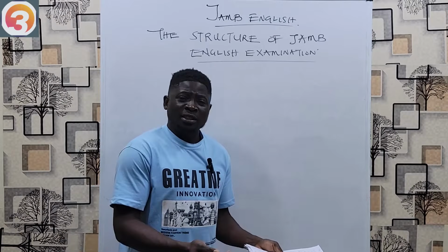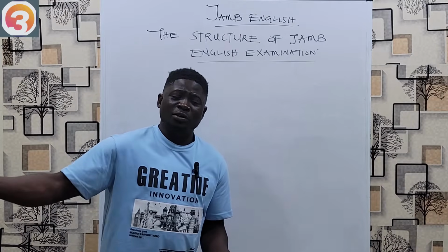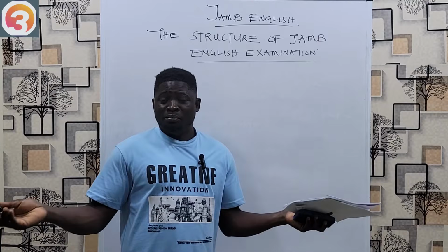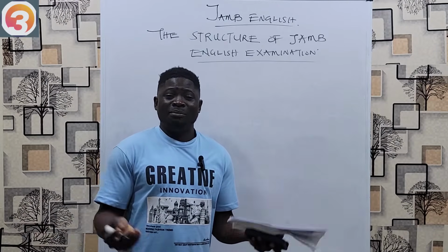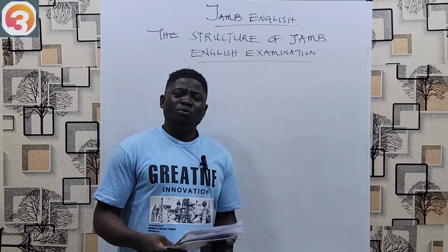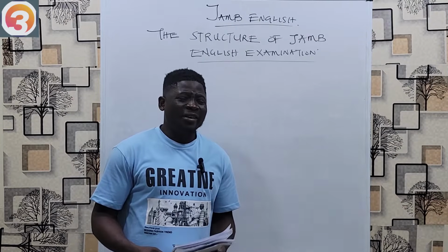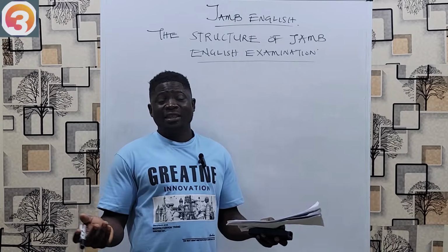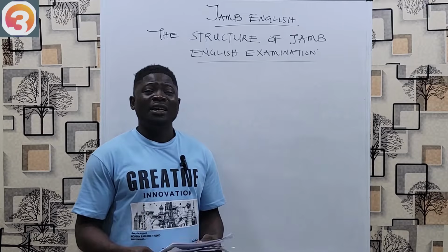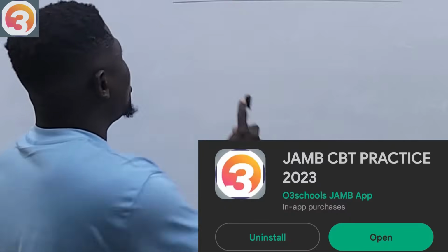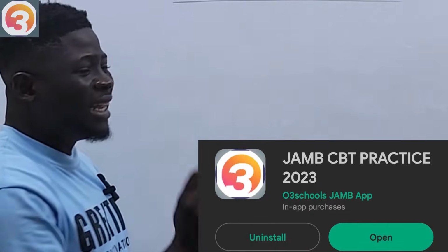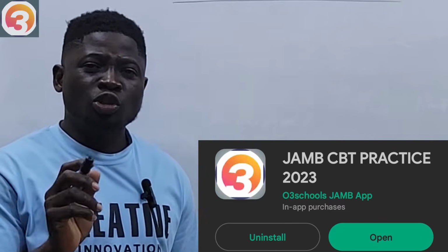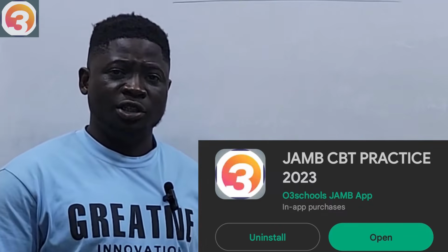The person that scored 40, if the person scored 40 in other subjects, imagine what the person might have gotten. An abysmal result. So you have to make sure that you take JAMB Use of English very seriously. Like I have hinted, it is easy to pass and it is very easy to fail. Today, we are looking at the structure of JAMB English examination.